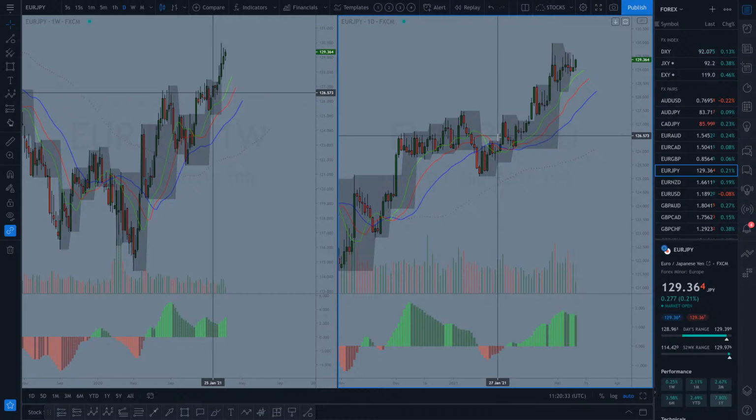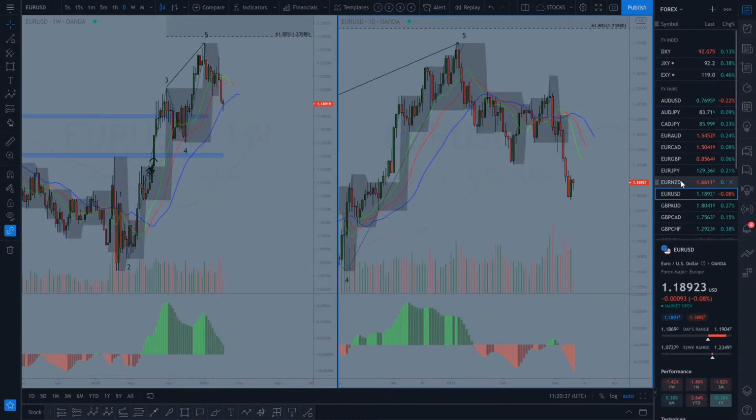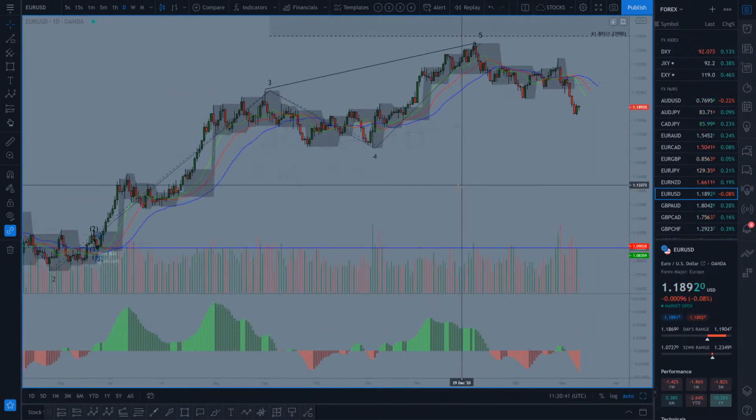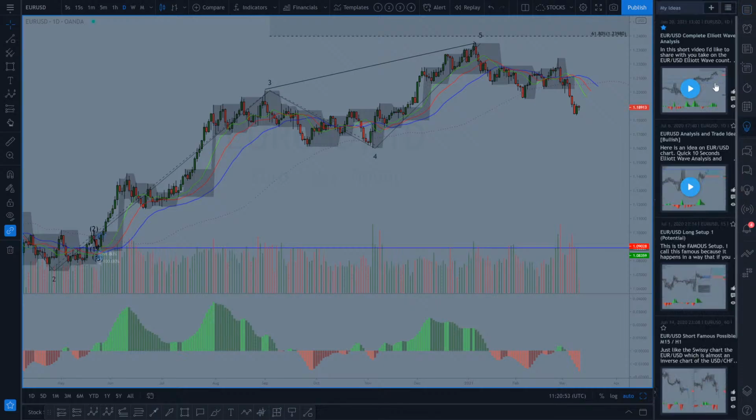This was one of the most beautiful setups for the euro yen. I'm going to do another analysis. I think I did an analysis on the Elliott wave of euro dollar, and it proved 100% to the point. So around this point, I did my analysis. I think it's here.